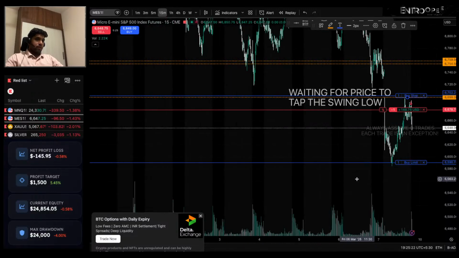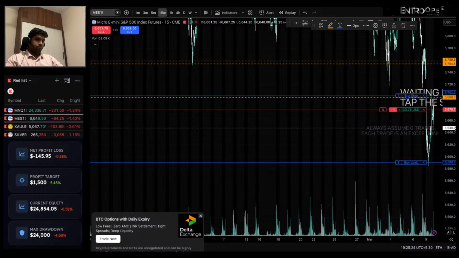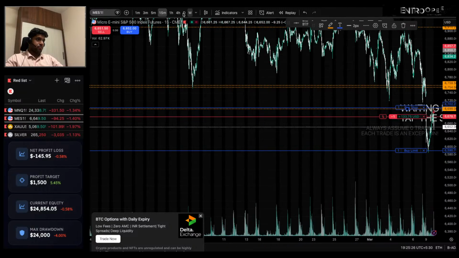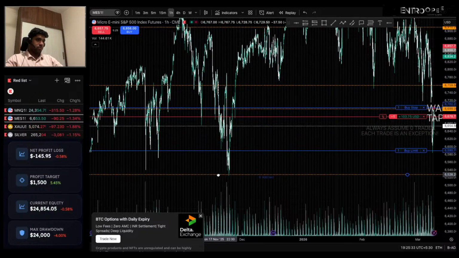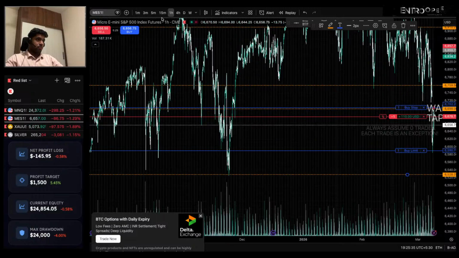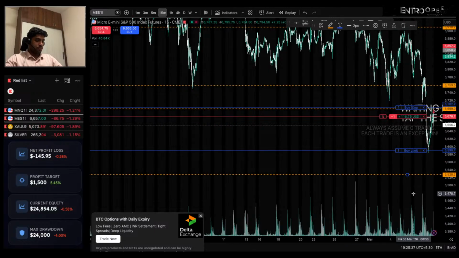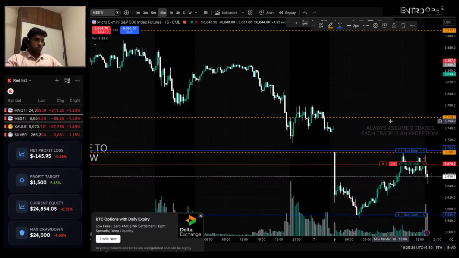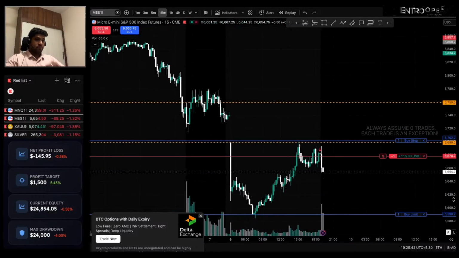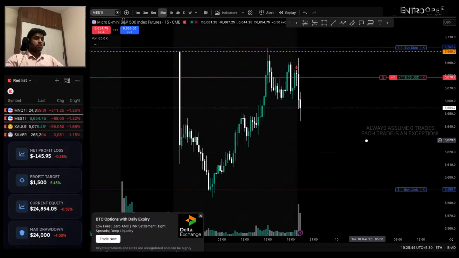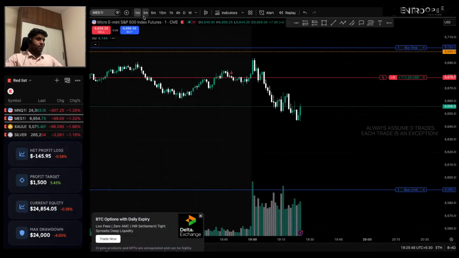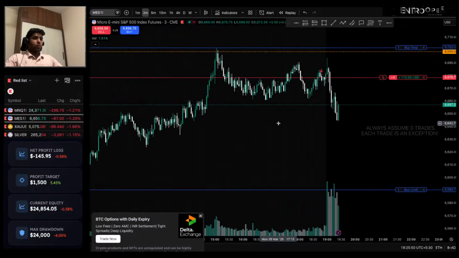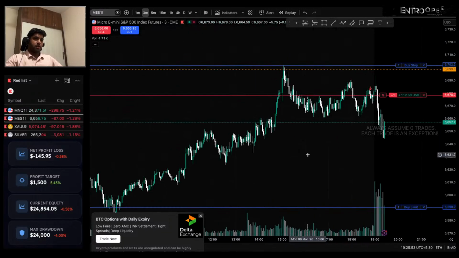Let's see if we have a better target area below this one. On the 1 hour chart, we have another zone of liquidity over here. So price might actually tap that today because it's showing signs. We'll wait and see if it hits our target.